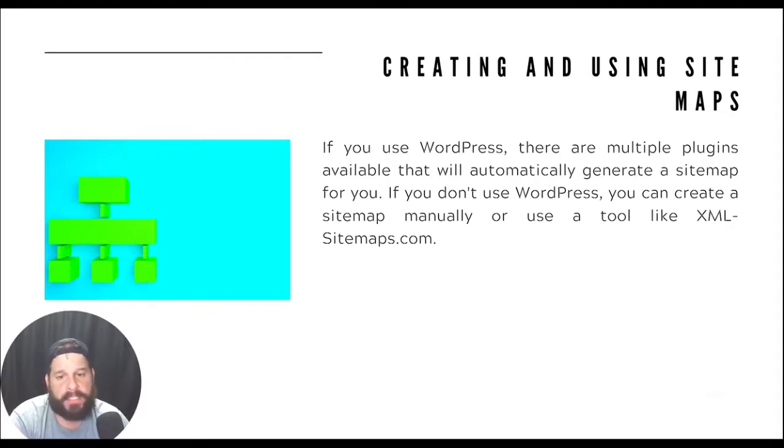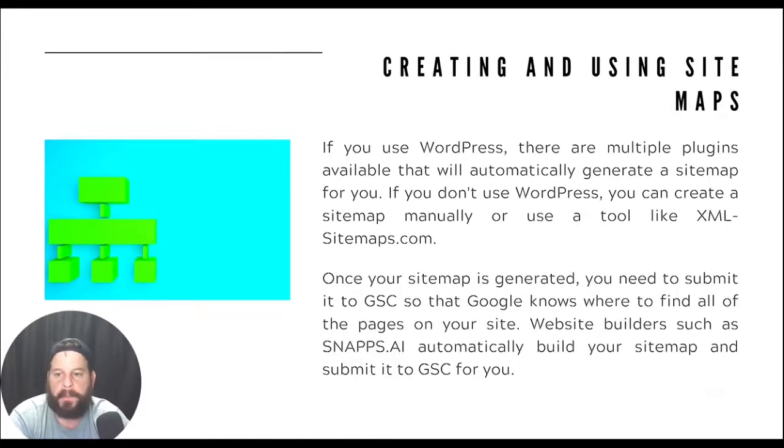If you use WordPress, there's multiple plugins available that will automatically generate a sitemap for you. If you don't use WordPress, you can create a sitemap manually or use a tool like XML sitemaps. Once your sitemap is generated, you can easily submit it to Google Search Console so that Google knows where to find all of the pages on your site.